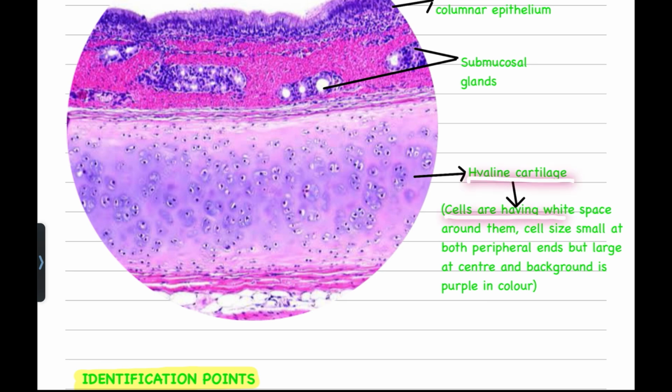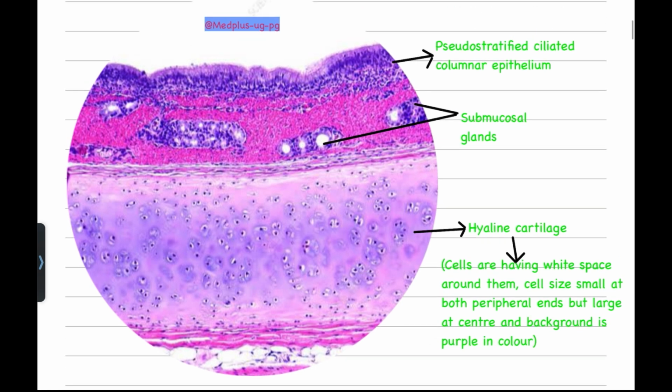So in hyaline cartilage, we identify that cells have a white space around them, and the cell size is small at both the peripheral ends. As we can see here, at the periphery we have single, smaller cells. As we move towards the center, we have multiple cells which form a nest, and the cell size increases. And we have a background of purple color, which is the stroma.